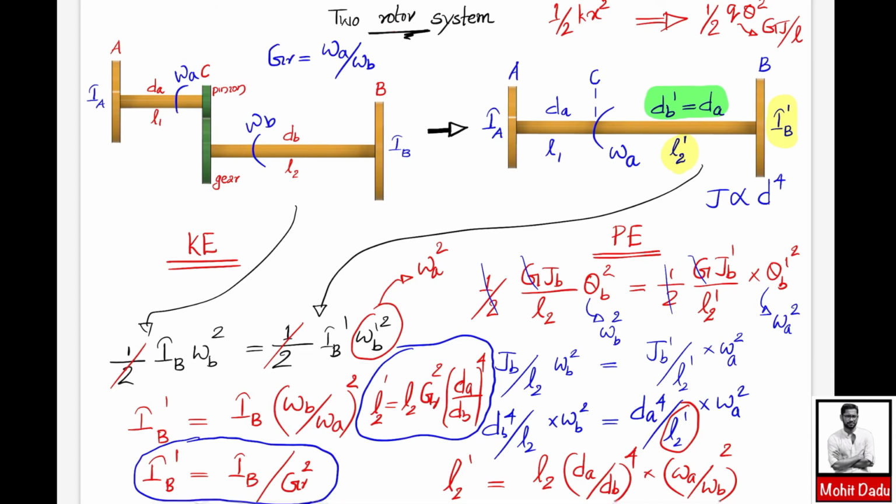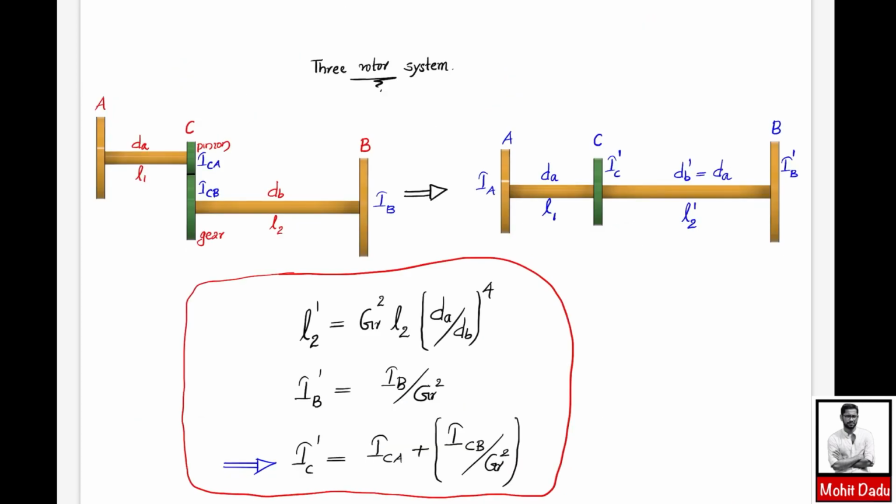So if you are considering the mass moment of inertia of the pinion and gear, then this will be becoming a three rotor system, where the only change is, along with the corrections in L2 dash and I_B dash, there will be another term I_C dash, corresponding to the mass moment of inertia of the gear elements to form a third rotor. So if you are forming a three rotor system from this geared system, as discussed before, the L2 dash will be same, gr square into L2 into d_A by d_B the whole raised to 4, and the mass moment of inertia of the rotor I_B dash will be becoming I_B divided by the gear ratio gr square. Gr is equal to omega_A by omega_B, that you are knowing.